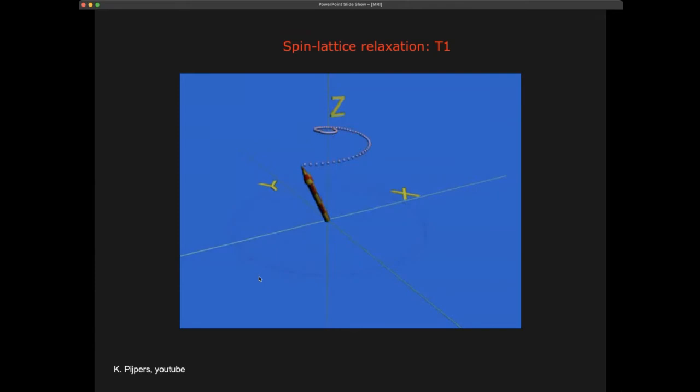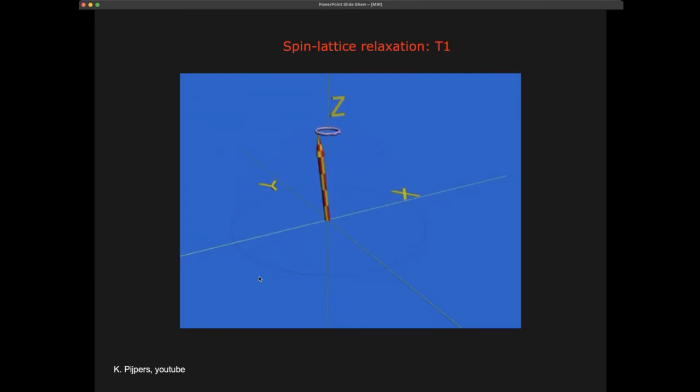Okay. Now, what I told you before is, if I put protons in a large magnetic field, these protons will align themselves with this magnetic field. So that's the first thing that we do. Of course, if we flip it 90 degrees, all the protons will want to go back to this original state.